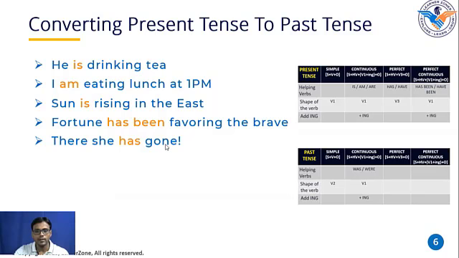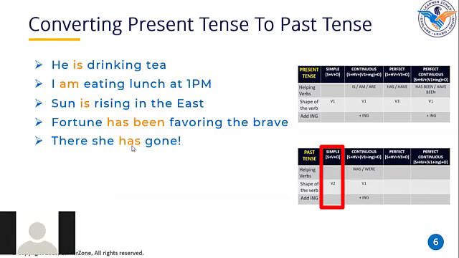Now I want you to convert this sentence into simple present tense. So what do you need to do? You need to remove this has, and you need to use the second shape of the verb. What is the second shape of the verb go? Go, went, gone. Correct? Am I clear?